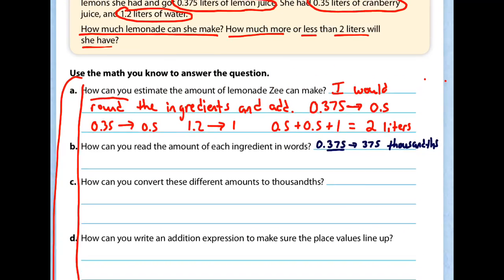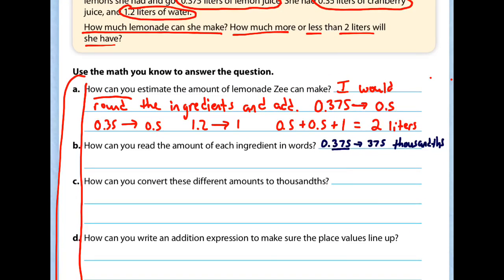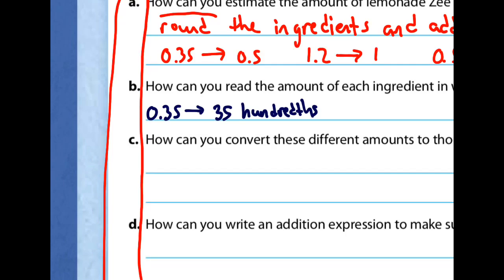What was it, 0.35? So 0.35 can be read as 35 hundredths. And by the way, I always know that's hundredths because 100 has 2 zeros. And 35 hundredths has 2 decimal digits. So that's a cool trick to remember it's hundredths.